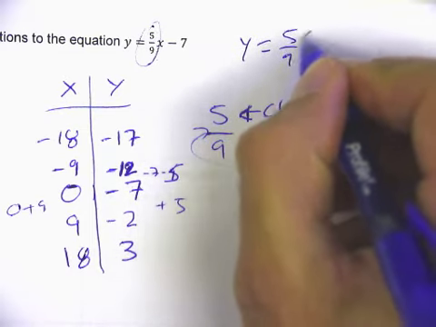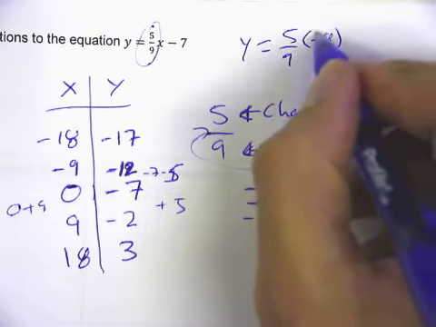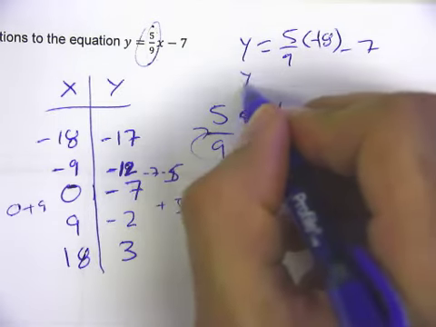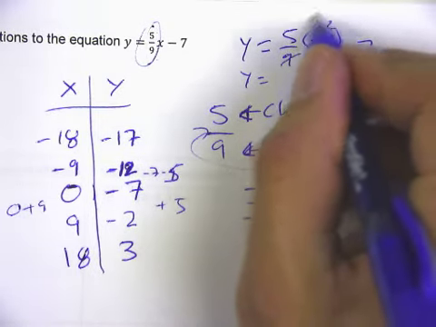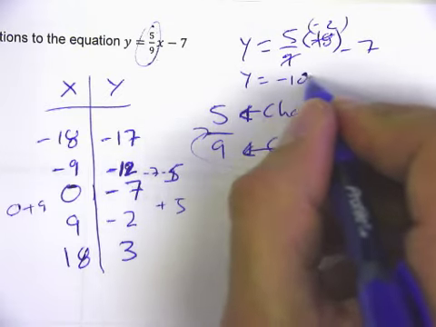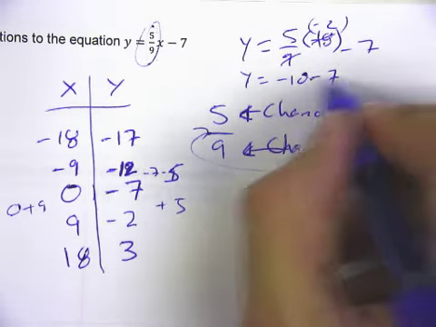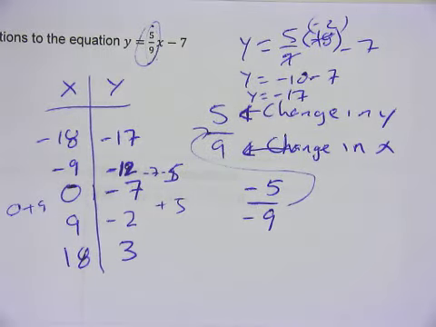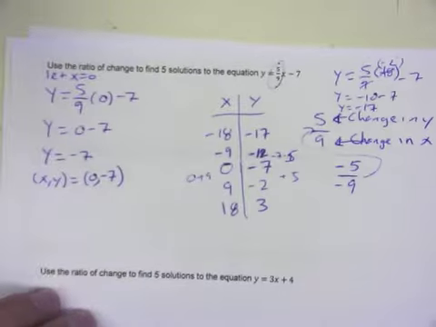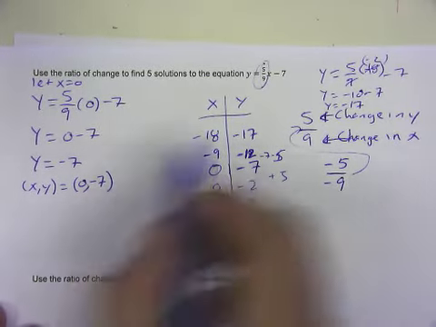And again, if you don't believe me, plug negative 18 in here. y would be equal to 5 over 9 times negative 18 minus 7. 18 divided by 9 would be negative 2 there. So it would be 5 times negative 2 is negative 10, minus 7, which is in fact negative 17. So what we can see here is a really quick way to generate a bunch of solutions.